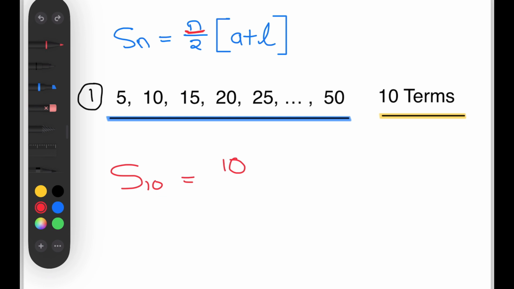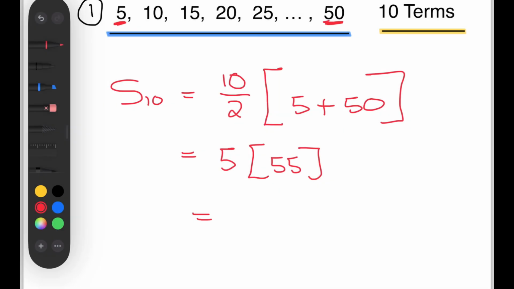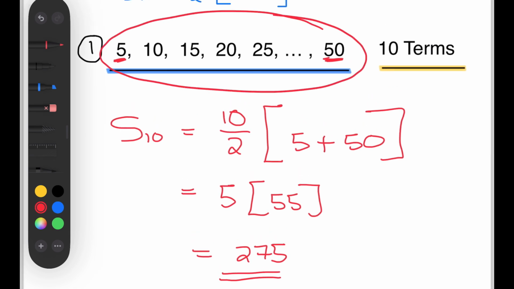Wherever you have n, you just substitute it with 10. So S10 is equal to 10 over 2, bracket A, which is my 5, plus my L, which is my 50. When I simplify, I have 10 divided by 2, which is 5, and 5 plus 50 gives me 55. Then 5 times 55 is simply equal to 275. And this is the sum of the first 10 terms of the sequence we have over here.